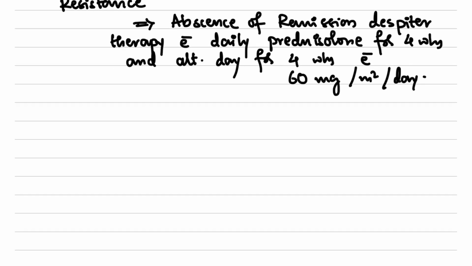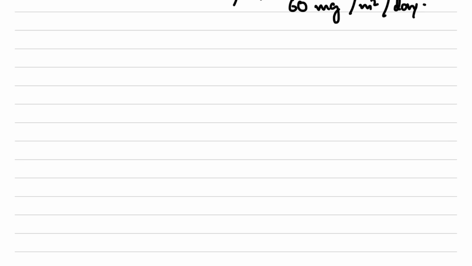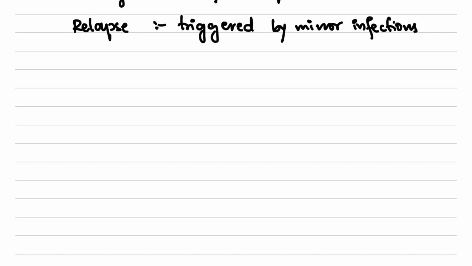Now let's see how we manage the relapse. So we learn about management of relapse in a child with nephrotic syndrome up to the first episode of a relapse. These relapses are usually triggered by minor infections. The child did have a remission, but during minor infections the child can have a relapse. So these infections can trigger a relapse in the child.